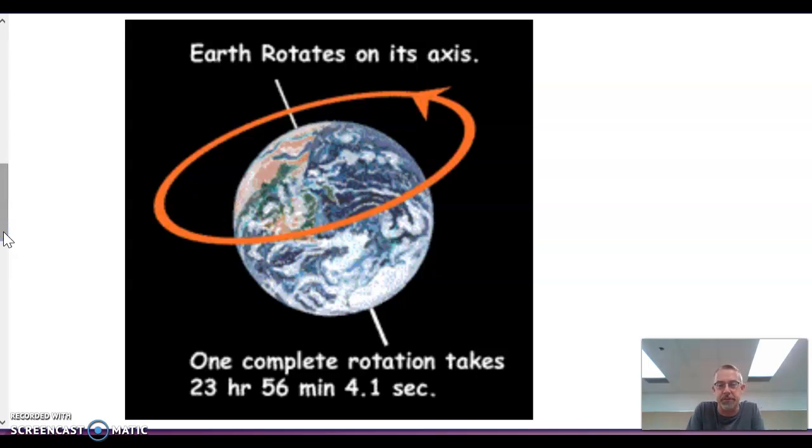When the Earth does this rotation, it takes 23 hours, 56 minutes, and 4.1 seconds to complete one rotation. Now, you might say, well, geez, Mr. Livesey, that's awfully close to a day. Well, a day is exactly 24 hours. It's just that the Earth is moving around the sun while it happens, so the Earth has to spin a little bit more. So we're going to say that one day here is going to be 24 hours, not 23 hours, 56 minutes, 4.1 seconds, because in order to get the sun back directly overhead, it does take 24 hours to do that.